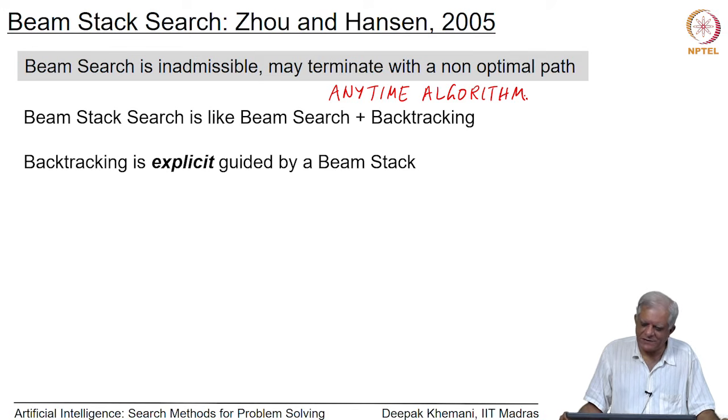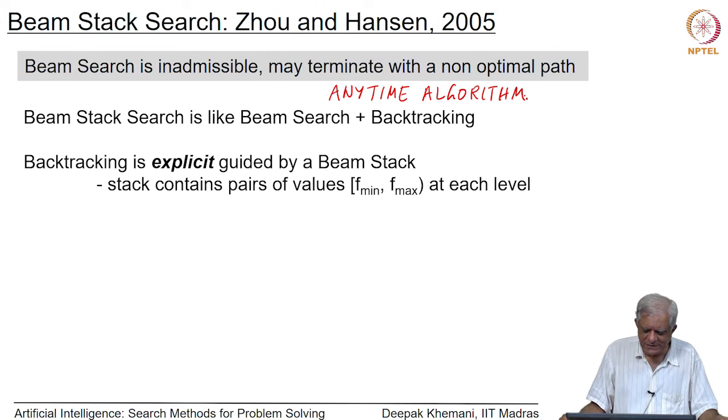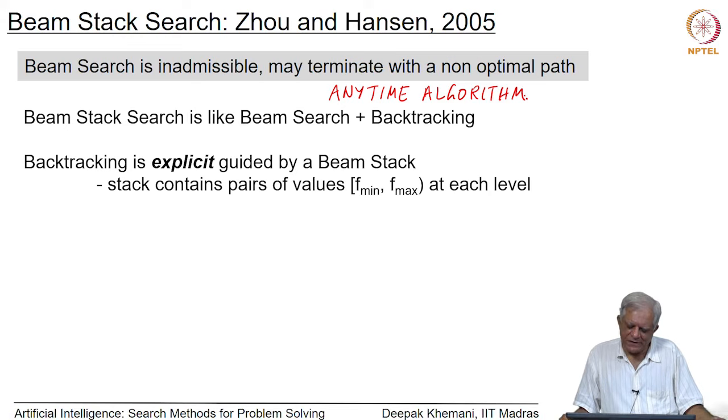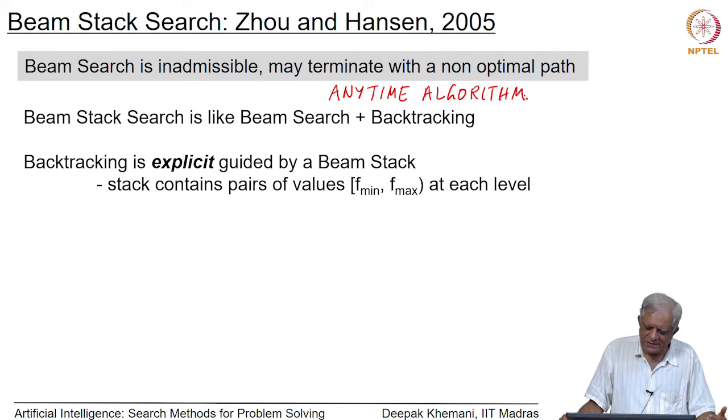So, a beam stack is a kind of stack which is associated with the beam, and for every level in the beam it stores some information. What is the information it stores? It contains two values, one is called f min and one is called f max. So, it is an interval, as you can see here, closed on the left hand side and open on the right hand side, which means that f min is inside the beam, it is the value of a node inside the beam, and f max is the value of a node outside the beam, not included in this beam.